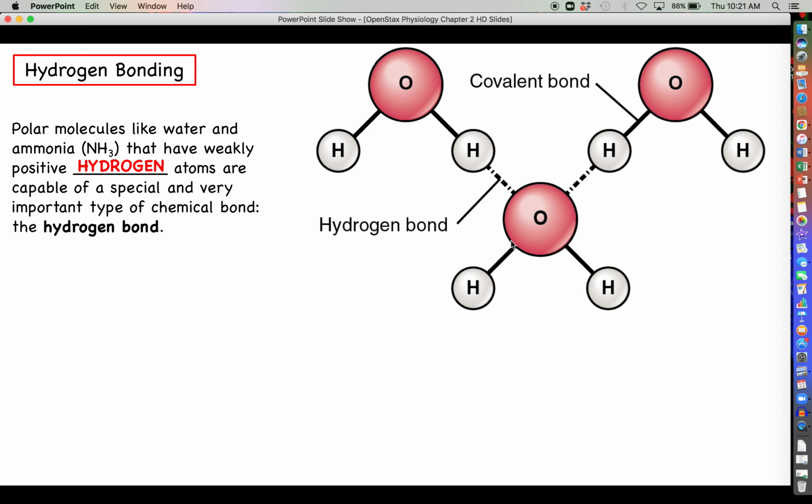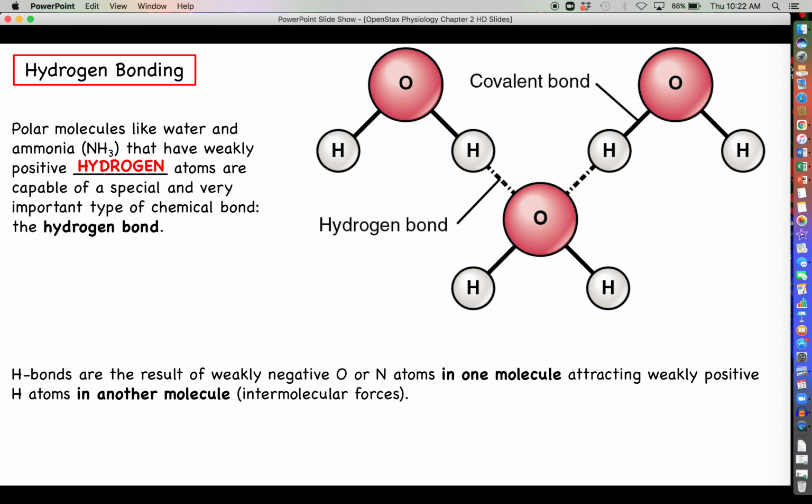So there's one, and there's one. The covalent bonds are listed here in a solid straight line: hydrogen to oxygen, oxygen to hydrogen, this hydrogen to that oxygen, this hydrogen to that oxygen. The hydrogen bonds that you see here in dotted lines are not covalent bonds. These are not electrons being shared.